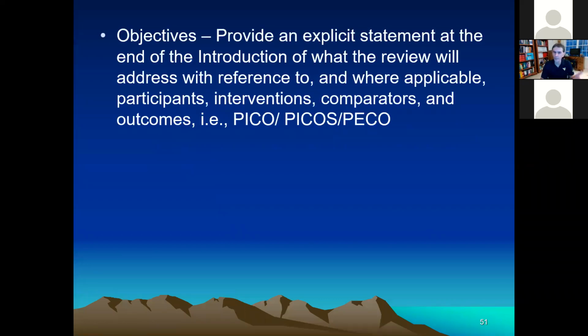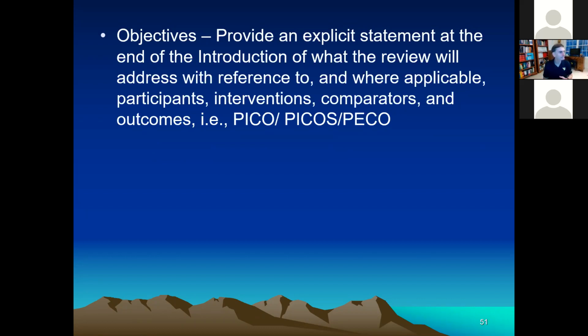Okay. So the next thing is you want to provide what you want to tell the reader, usually towards the end of the introduction, like any regular study. You want to provide an explicit statement of what the review will address with reference to your participants, the interventions, comparators, and outcomes for the studies you're going to include, using these frameworks that I'll talk about either today or tomorrow, PICO, PICOS, and PECO.